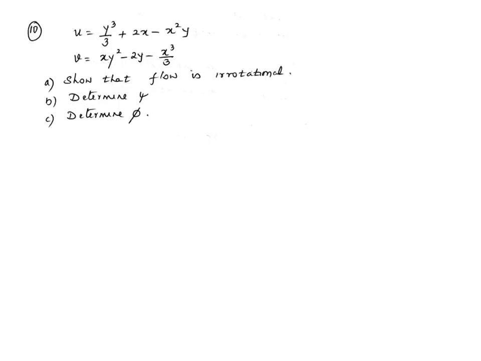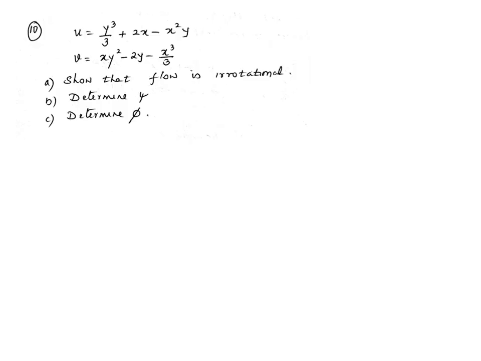So here you are given again a very interesting problem. Already I had solved for u equal to y cube by 3 plus 2x minus x square y plus b, and v equal to xy square minus 2y minus x cube by 3. I already proved here that it satisfies the continuity equation, and here I am going ahead and finding out, show that the flow is rotational.